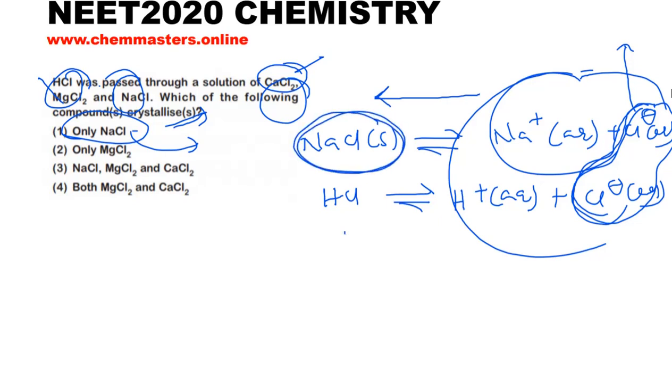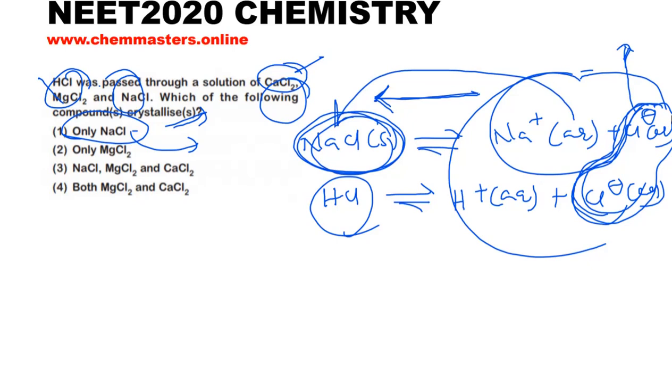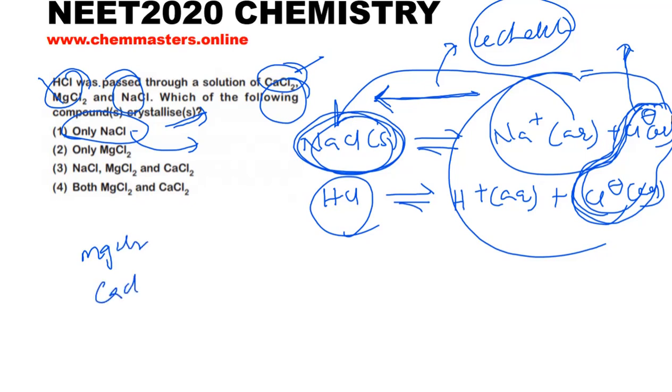So when you add HCl, due to the common ion effect of chloride ion, the NaCl is recrystallized because of equilibrium shift towards NaCl solid. So simply it is an application of Le Chatelier principle. Now just look at MgCl2 and CaCl2.